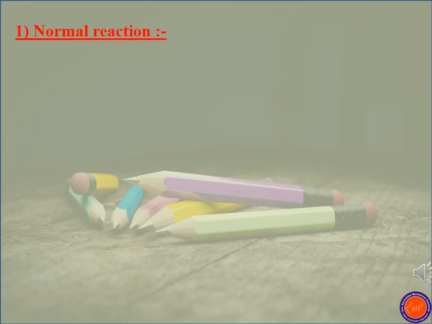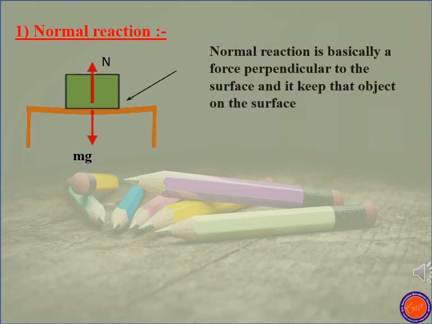To understand the horizontal curve road, first we understand what is normal reaction and frictional force. Consider a box on a table. The weight of the box, mg, is acting vertically downward and the normal reaction is acting in the upward direction. So normal reaction is basically a force perpendicular to the surface, and it keeps that object on the surface. That is N is equal to mg.